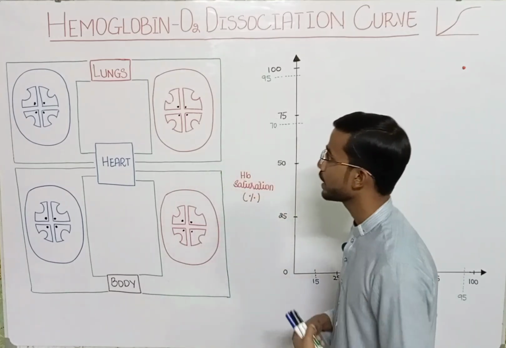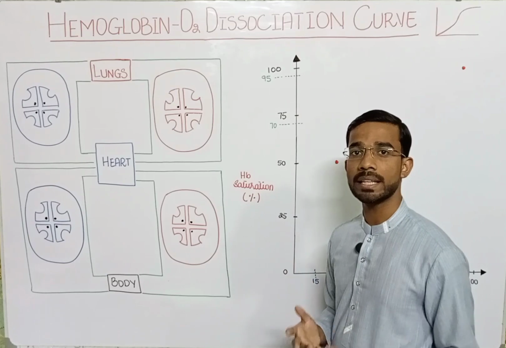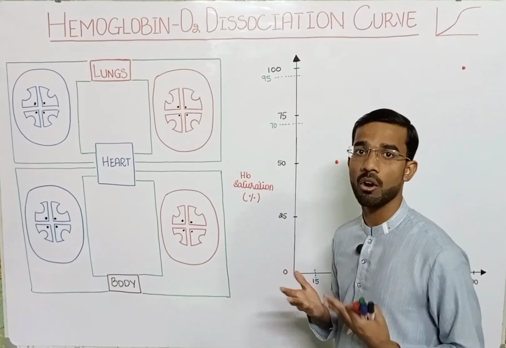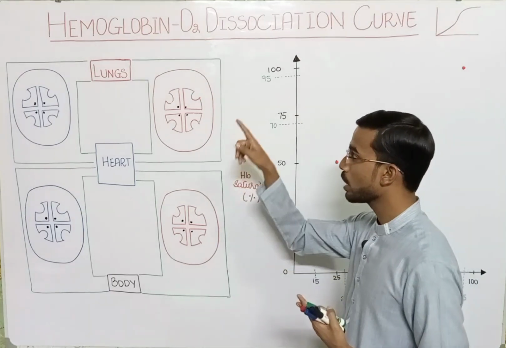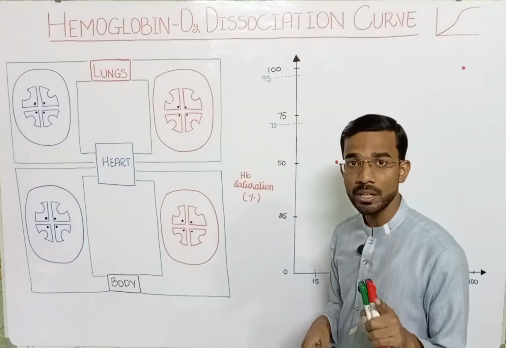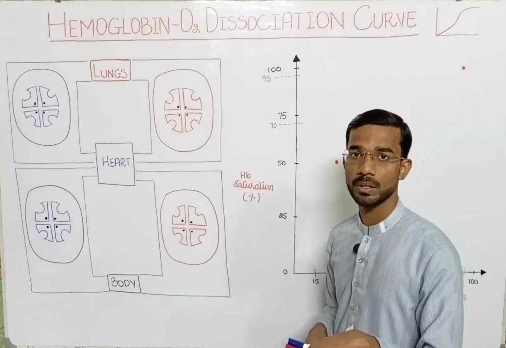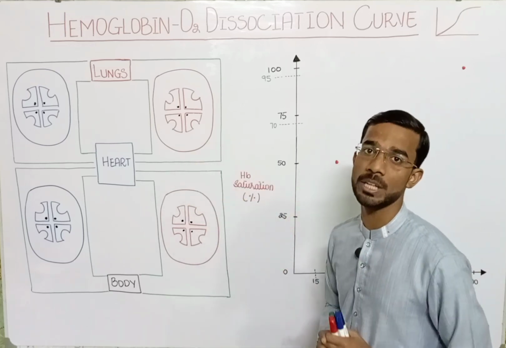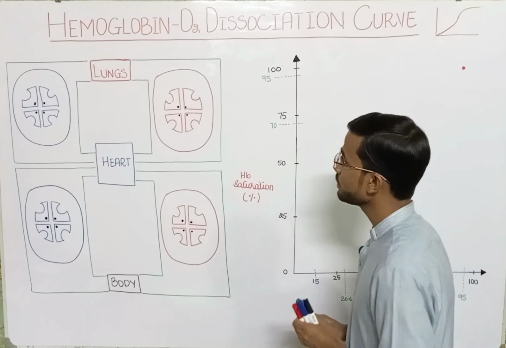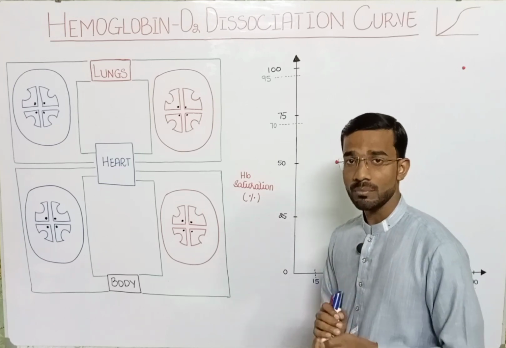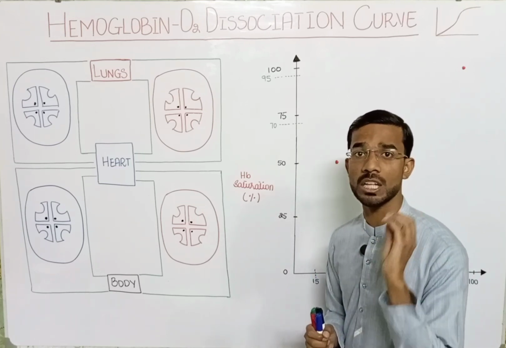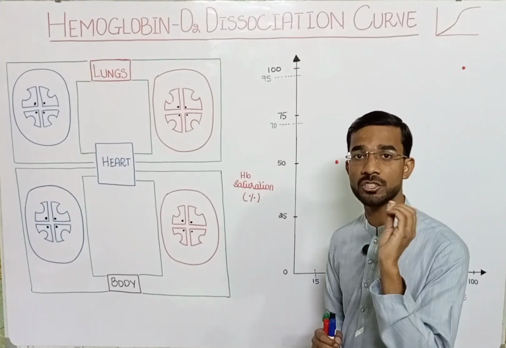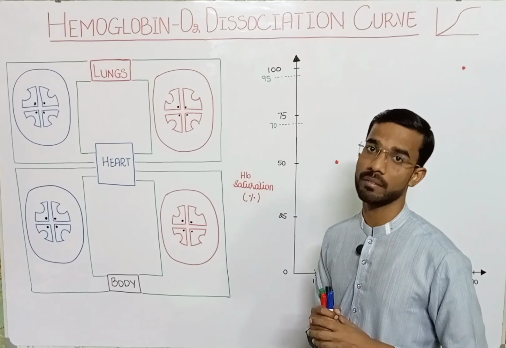So let's start. As we know, the blood gets oxygenated in the lungs, and after oxygenation the blood moves towards the body through the heart. In between the lungs and the body you will see the heart that actually pumps the blood. The oxygen is transported by hemoglobin, which is a protein present in our red blood cell.